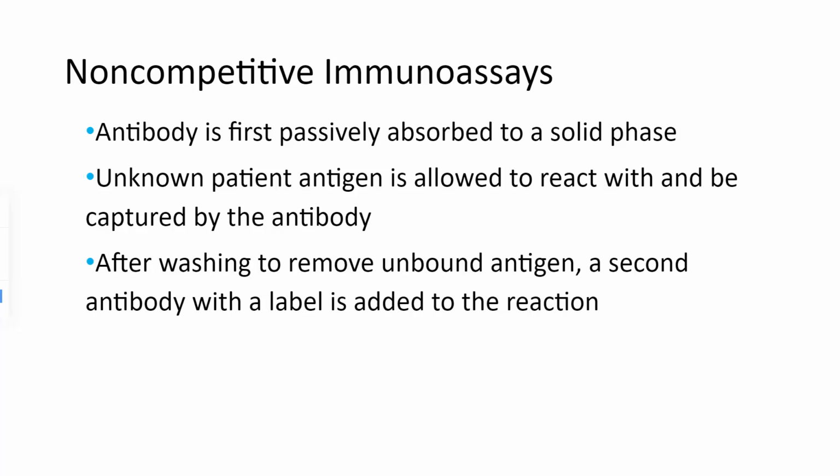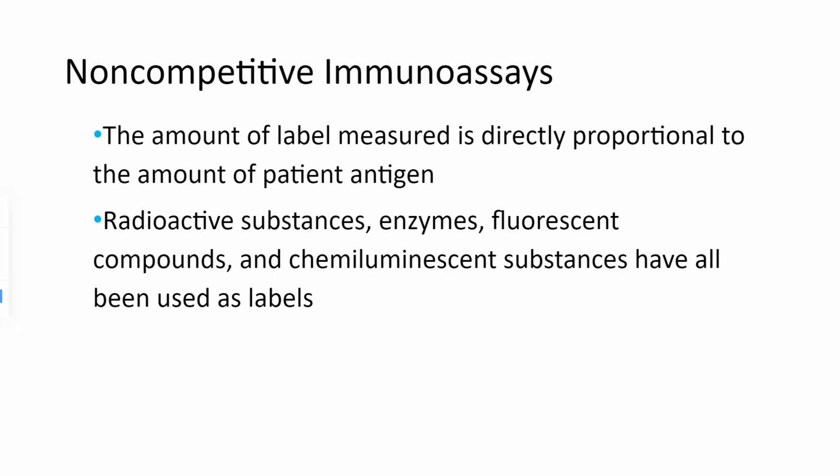Non-competitive immunoassays: the antibody is first passively absorbed into a solid phase. Unknown patient antigen is allowed to react and be captured by the antibody. After washing to remove the unbound antigen, a second antibody with a label is added to the reaction. The amount of label measured is directly proportional to the amount of patient antigen. Radioactive substances, enzymes, fluorescent compounds, and chemiluminescent substances have all been used as labels.